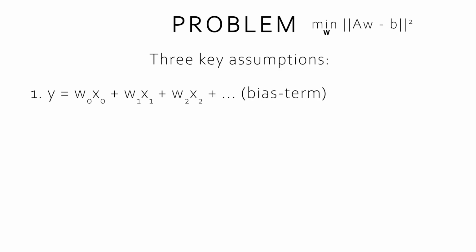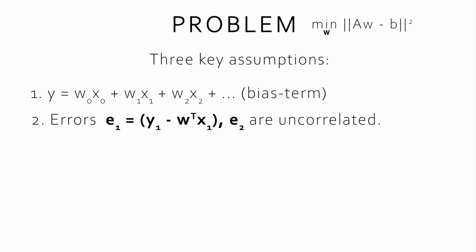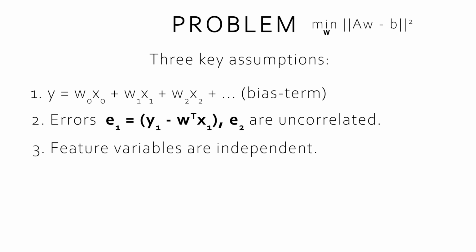It's important to note that linear regression makes three key assumptions. The first is that the expected value of y for any given x is a linear function of x. The second is that errors are uncorrelated random variables with zero mean and constant variance sigma square. The third one is that the feature variables are independent.